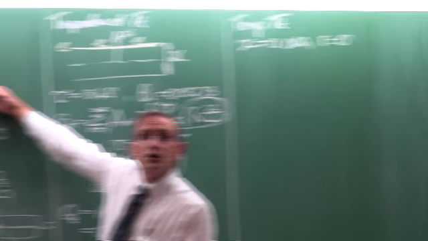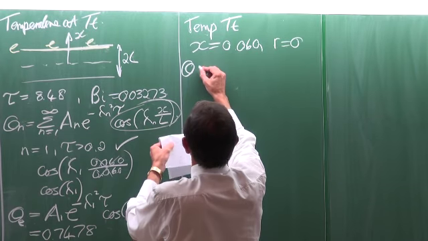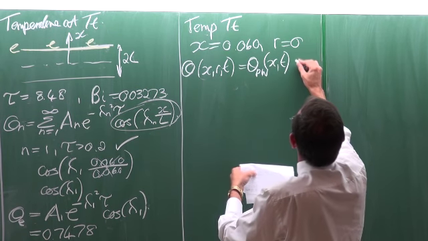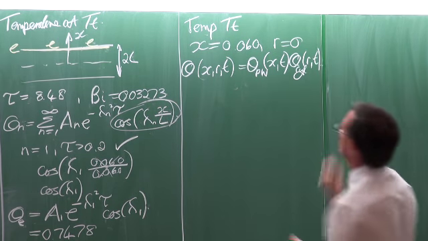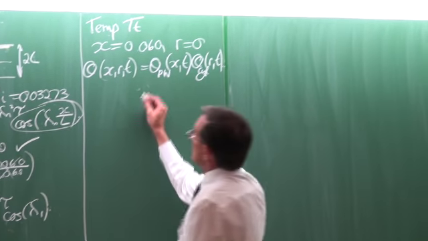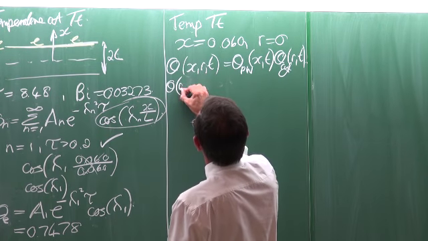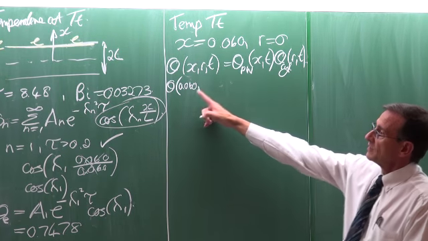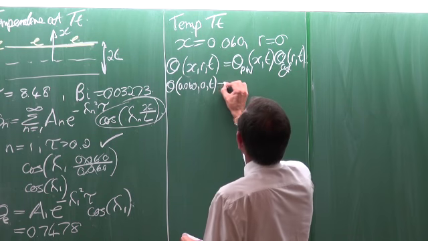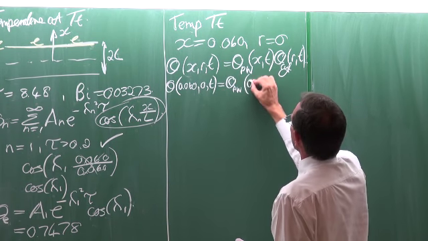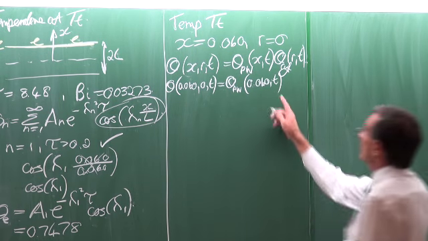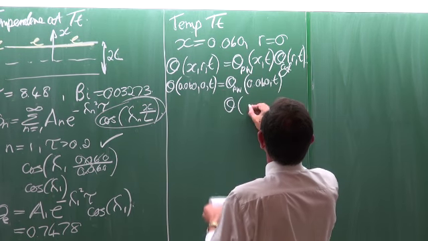So again, if we now look at the solution of the short cylinder, which is theta(x, r, t), let's just write it down quickly, it is equal to the solution of the plane wall, x and t, multiplied by the solution of the cylinder, r and t. So we want it now where x is 60 millimeters, r is still 0, and t is 900 seconds, 15 minutes. It is equal to the solution for the plane wall where x is 60 millimeters and the time is 900 seconds, multiplied by the non-dimensionalized temperature at r equals 0, t.